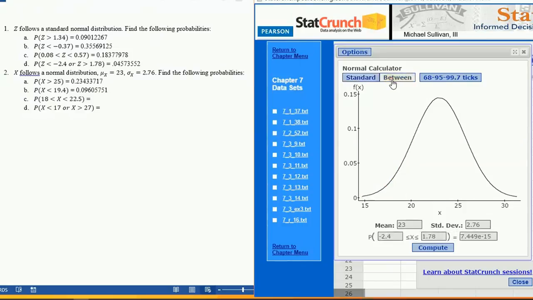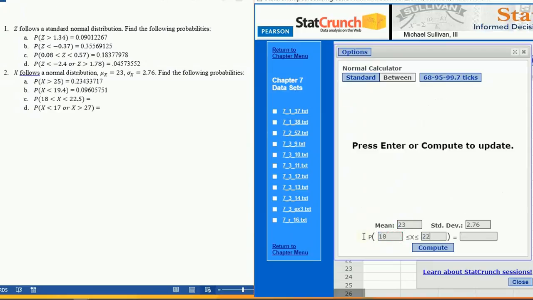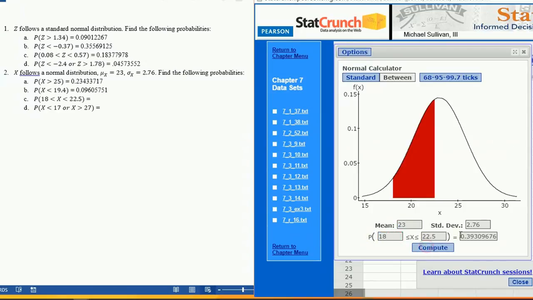Probability between. We want to go between 18 and 22.5. Compute that. Get our probabilities.